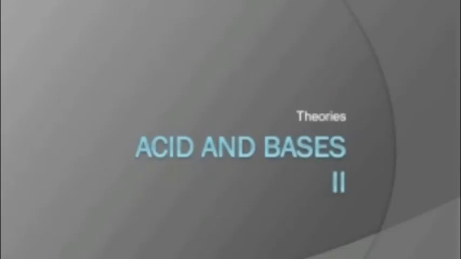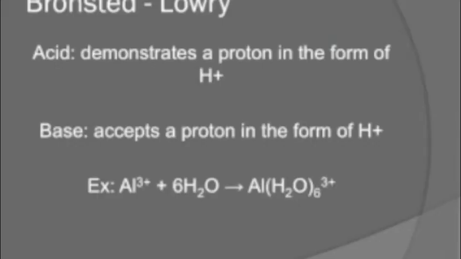Acids and Bases Part 2. Theories. The Bronsted-Lowry theory. Acids donate a proton in the form of a hydrogen ion. Bases accept a proton in the form of hydrogen ions. You can see an example of this below.